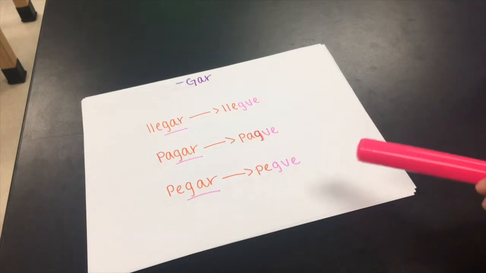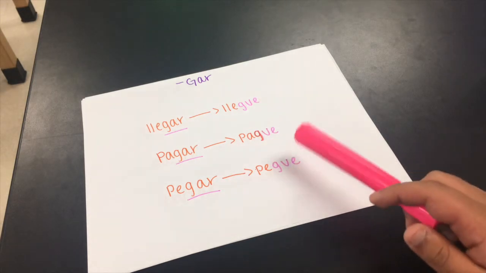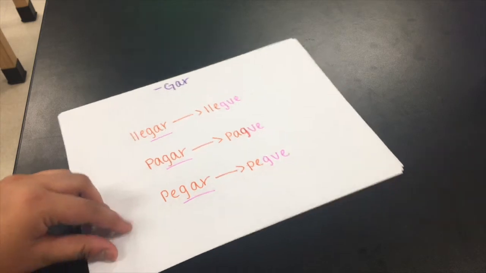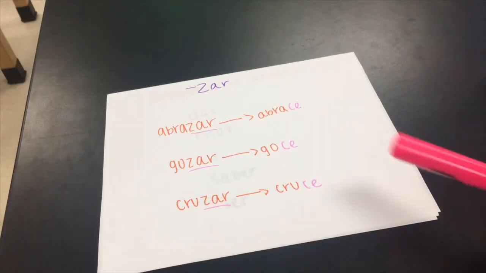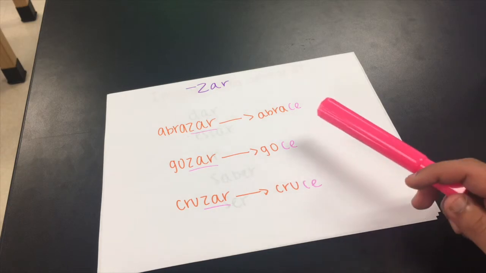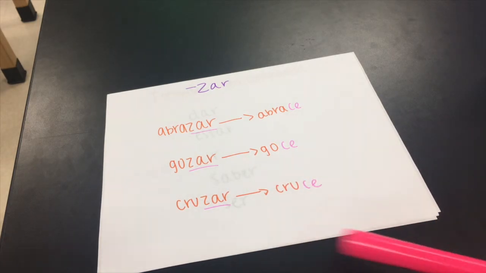So if it ends in gar, we're going to change it to gue. Llegar, llegue, pagar, pague, and pegar, pegue. And if it ends in zar, we're going to make it ce. Abrazar, abrace, gozar, goce, cruzar, cruce.